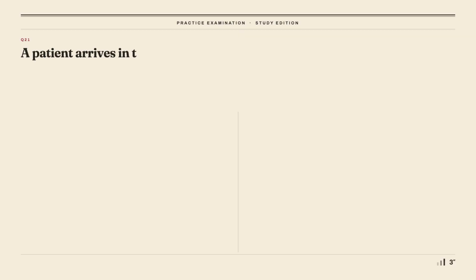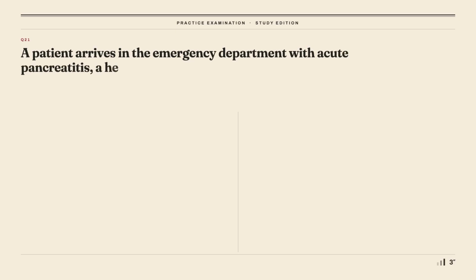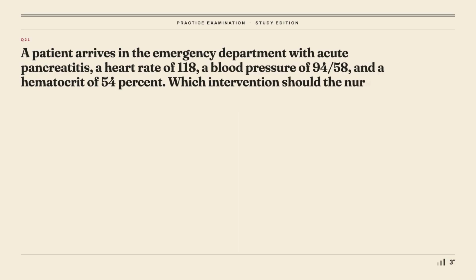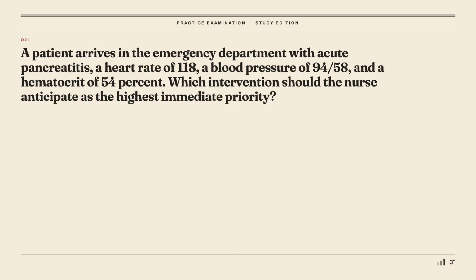Question 21. A patient arrives in the emergency department with acute pancreatitis, a heart rate of 118, a blood pressure of 94/58, and a hematocrit of 54%. Which intervention should the nurse anticipate as the highest immediate priority?